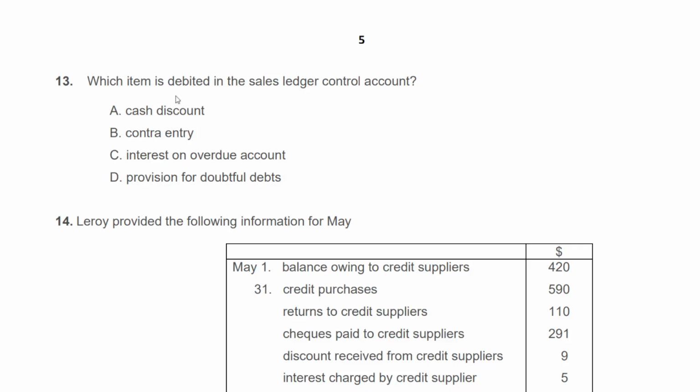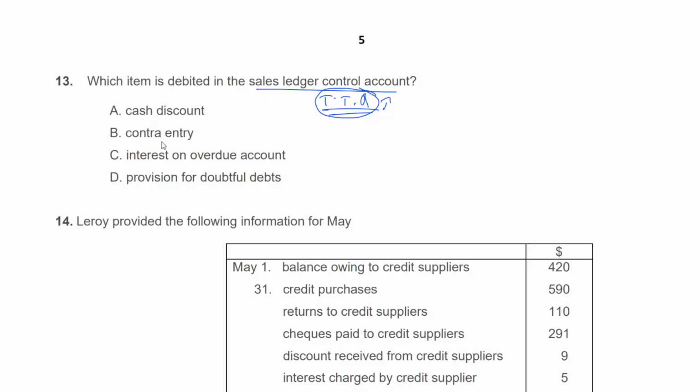Which item is debited in the sales ledger control account? Sales ledger control account is also known as total trade receivables account. Think of it that way. And what will increase your trade receivables? How do I know increase? Because total trade receivables is an asset account. Assets are debited when they increase. And what will increase your receivables?